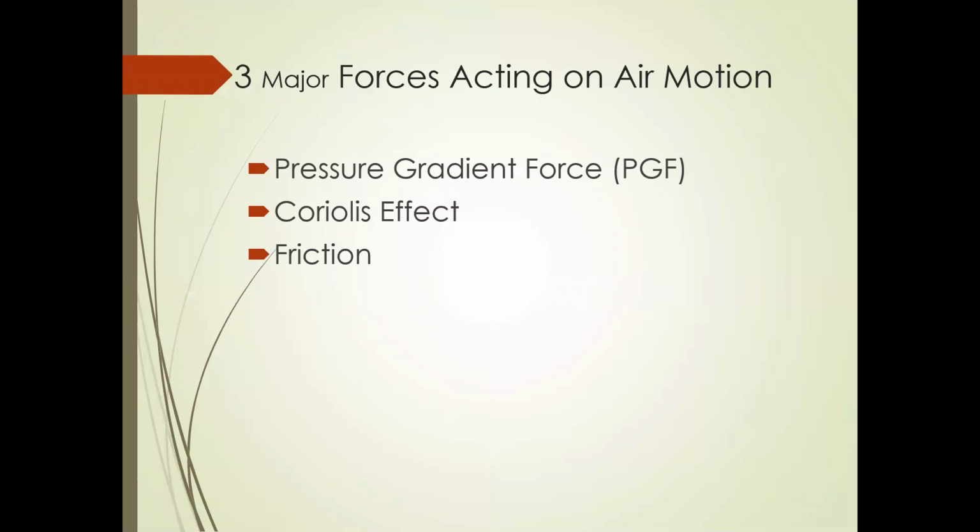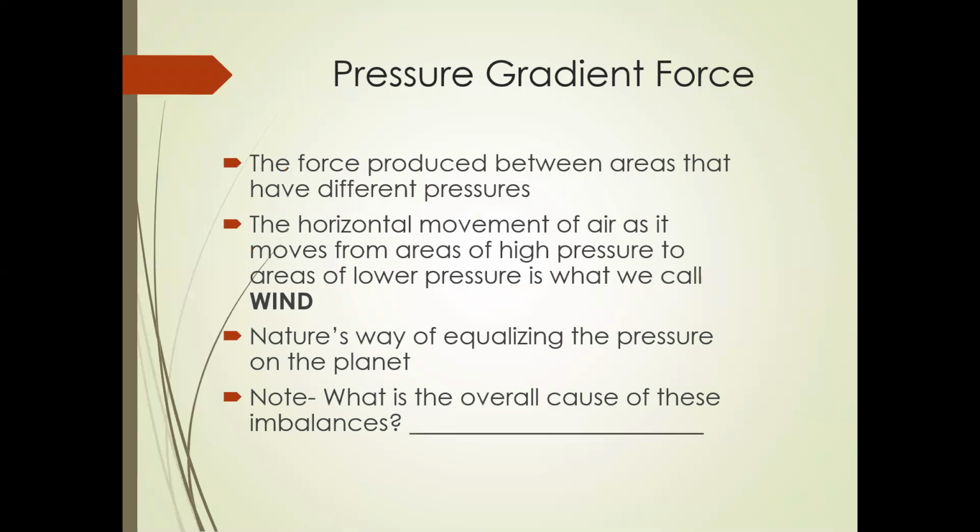All right, so the three major forces that act on air motion are pressure gradient force, PGF for short, Coriolis effect, and friction. So pressure gradient force is what we want to talk about first. Pressure gradient force is just this force that is initiated by changes in pressure across the earth. But the thing to remember is that air always moves from high pressure to low pressure.